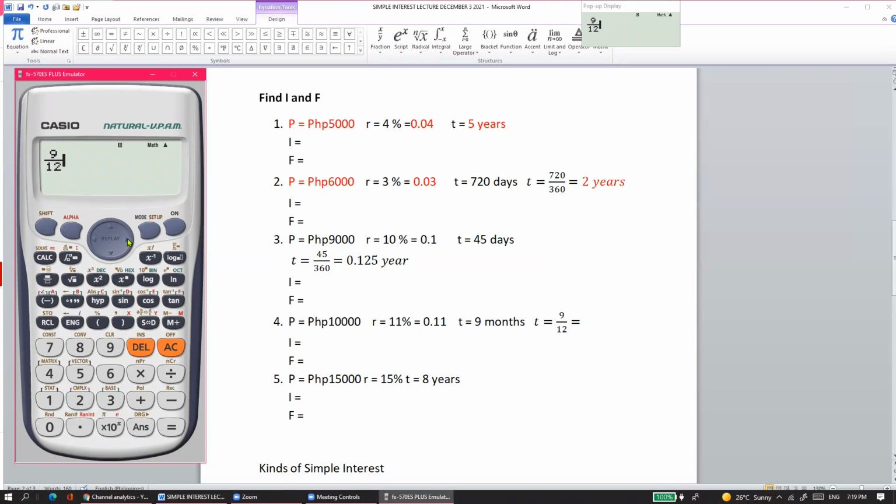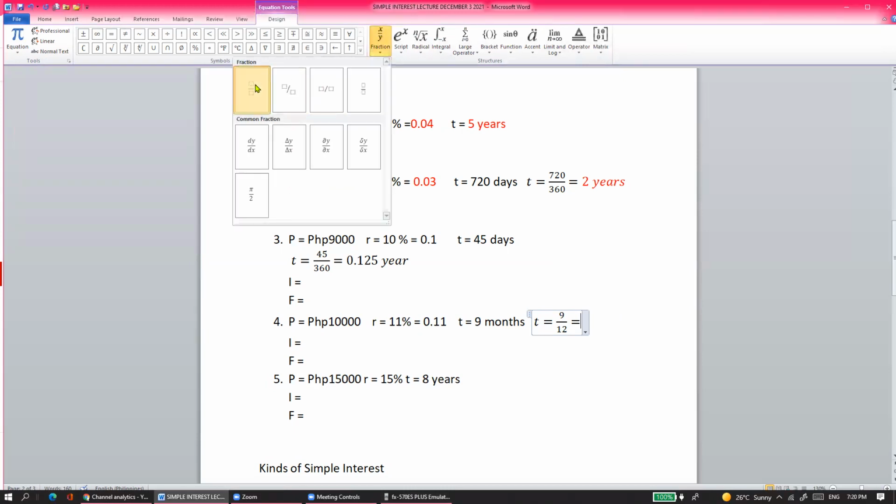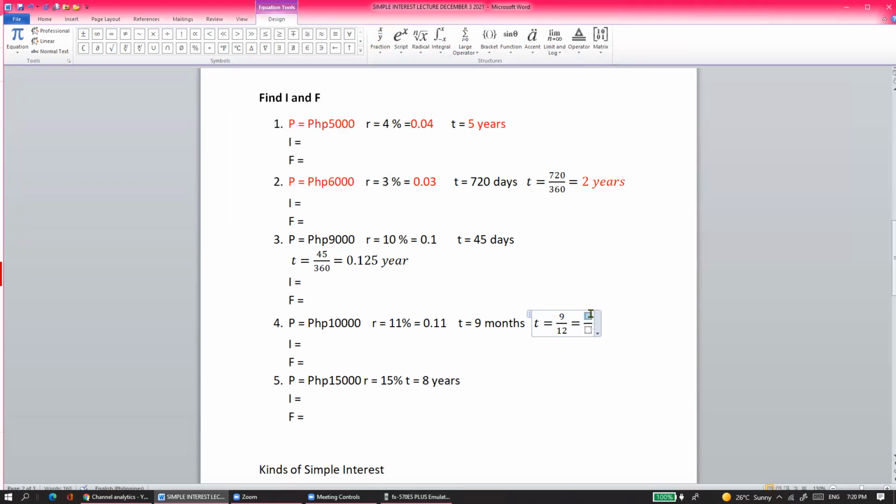And then I'll press the equal using my calculator. The calculator will show us 3/4. That's a problem, no? Because 9 over 12, if we're going to reduce it to lowest term, that is still 3/4.